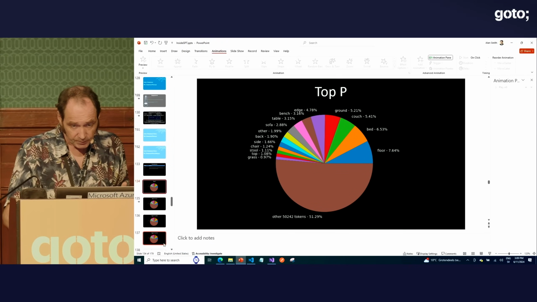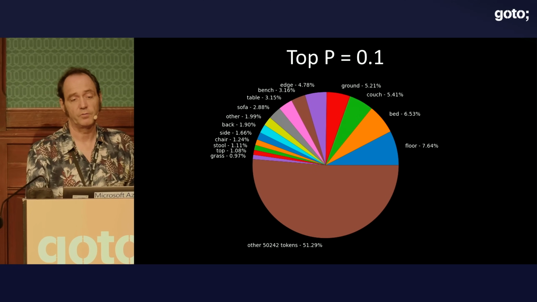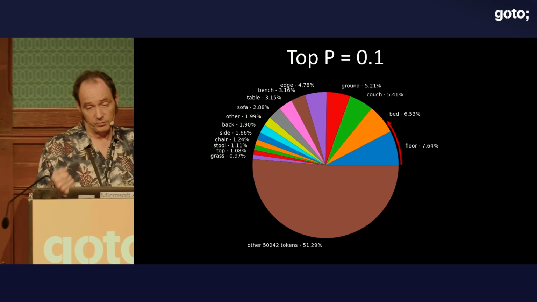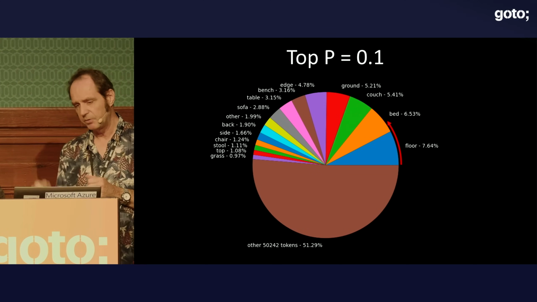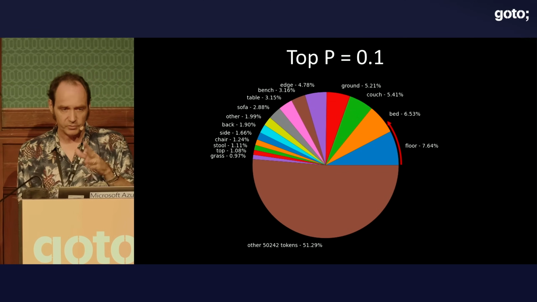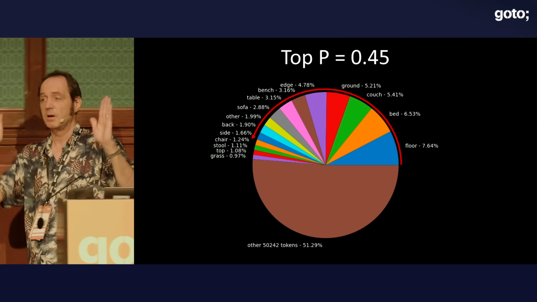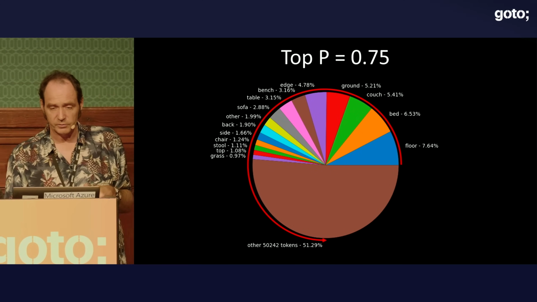Top P basically puts a hard cutoff on the tokens being chosen. So if I choose a top P of 0.1, it can only choose floor or bed, and it's most likely to choose floor. That is a 0%. There's no way that it can choose couch or ground or anything else. And the top P is basically varying how much of that actual slice we can make the actual choice from.